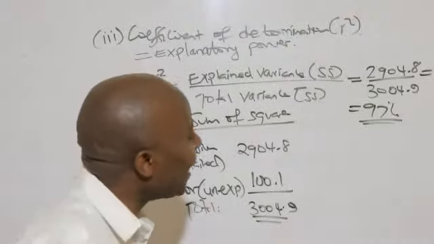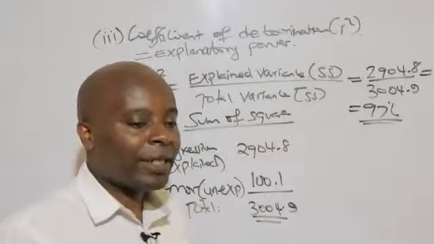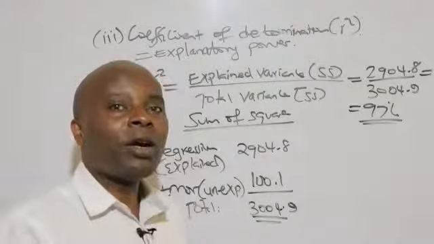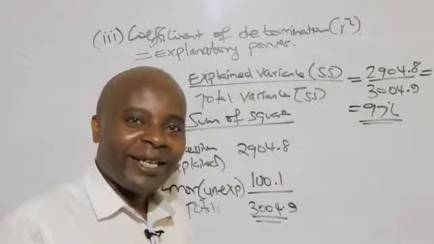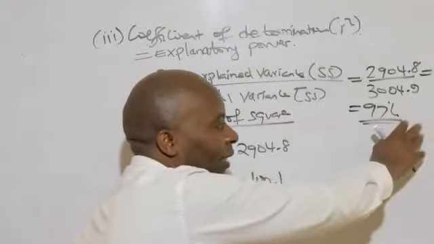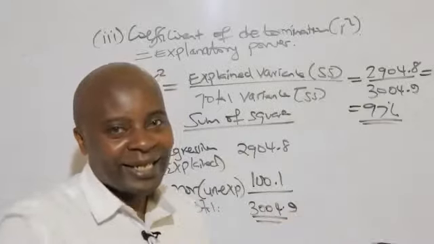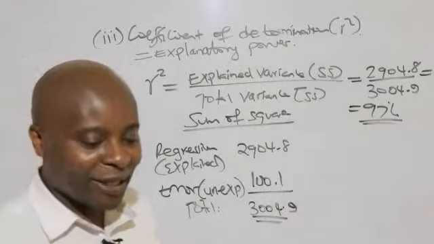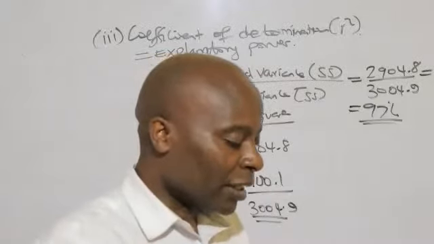97% is excellent. In terms of explanatory power, in terms of explaining changes in the response variable y, this model is very good. It's only 3% that cannot be accounted for by this model. 3% is neither here nor there. So they wanted us to give them the explanatory power, and I've done that.